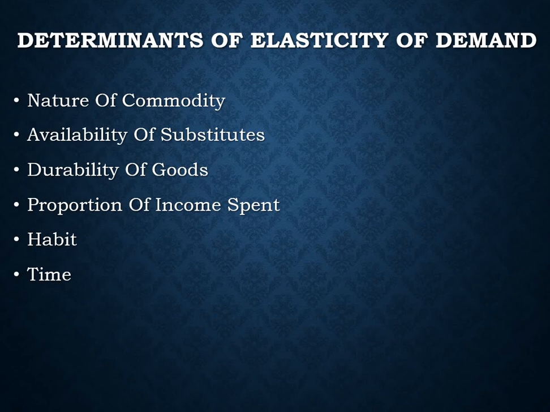If they are durable, we can store them for further days. Next is the proportion of income spent, that is, what part of the income we are spending on that particular product, which is also determined by the elasticity of demand. Next is habit. In certain cases, if a person is habituated to particular things, then even though the prices of those products increase, he will continue consuming them due to his habit. So habit will also determine the elasticity of demand.